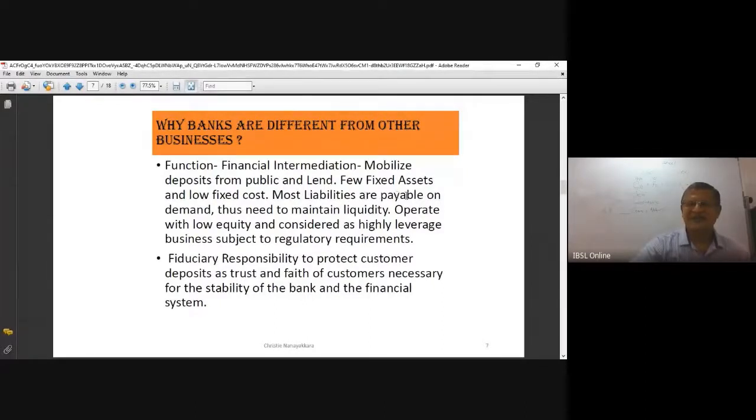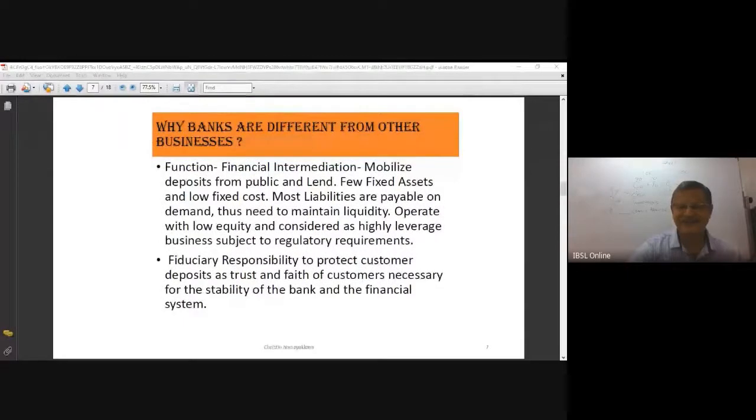So most liabilities are payable on demand. So if you see, now I'm going back to my board again, on this side, current liabilities include deposits.